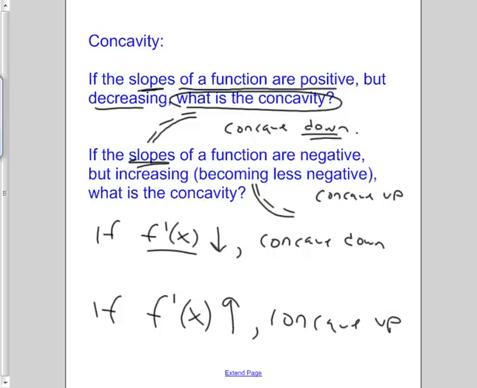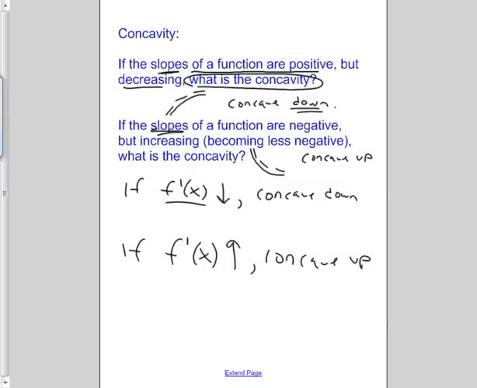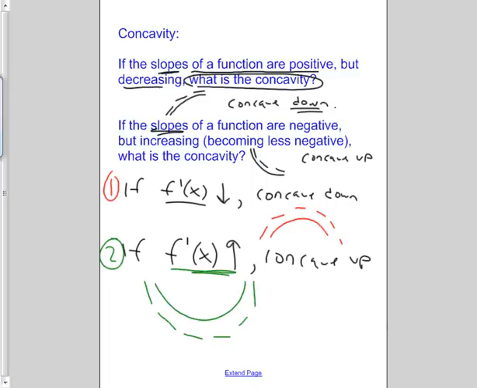And let's see that. So in red, doing this first one, if my slopes are getting less and less and less, so I've got steep slope, less slope, less slope, less slope, we get this concave down. And in the second case, my slopes are increasing. So steep, now more positive, more positive, more positive, even more positive, we get concave up.